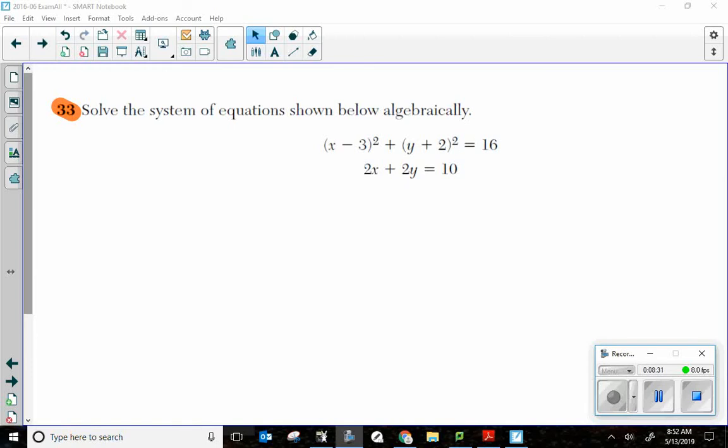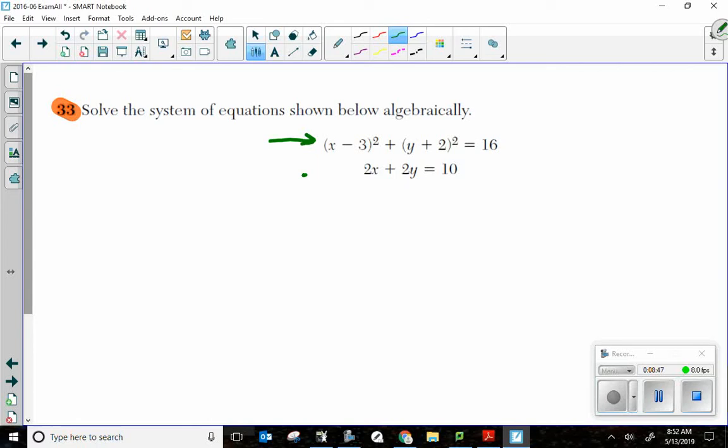Oh, it looks like we have a systems of equations problem here. All right. Solve the system of equations shown below algebraically. And this is algebra 2, so they tend to put a circle and a straight line, okay? I should recognize that this is a circle, this is a straight line.